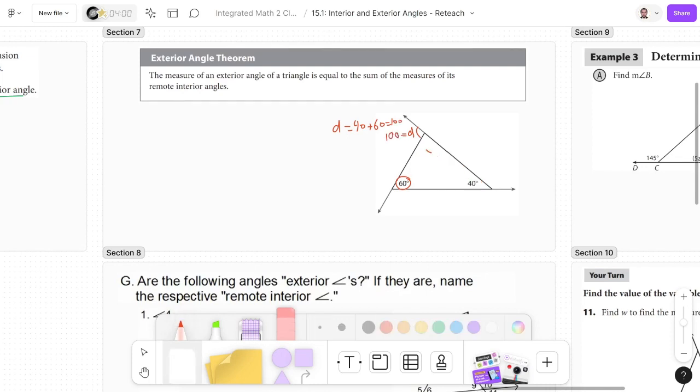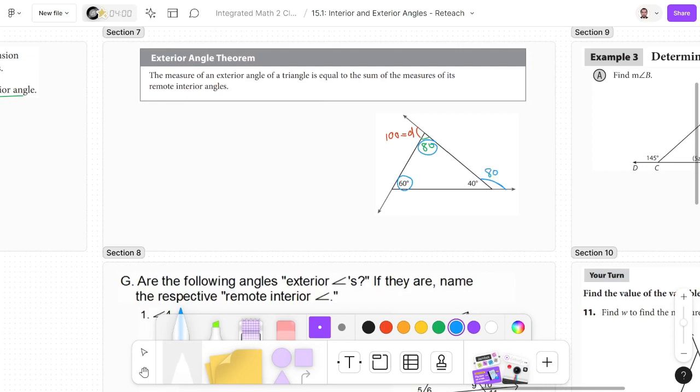After I know this one is 100, can I know the interior angle next to it? Yes. If this is 100, this one should equal 80. Okay. Now, how do I know this one here? Which two angles are remote to this one? It's 80 and 60.